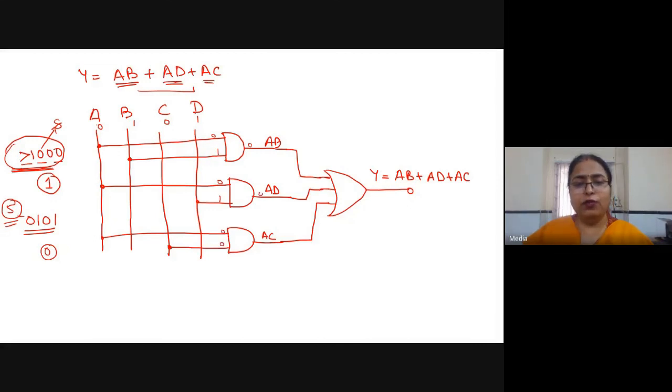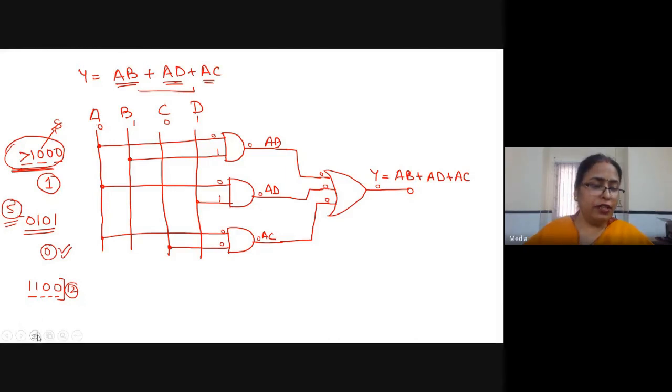So what will be the output of the AND gates? 0, 0, 0. So this 0, 0, 0 is coming at the input of the OR gate, so the output of the OR gate will be 0. So this is okay, verified. Now I am taking a number which is greater than 8. Let us say it is 1100. What is 1100 in decimal? I think it is 12. Yes, it is 12 in decimal.